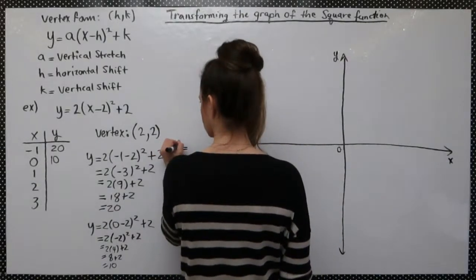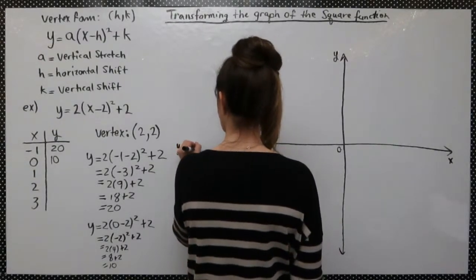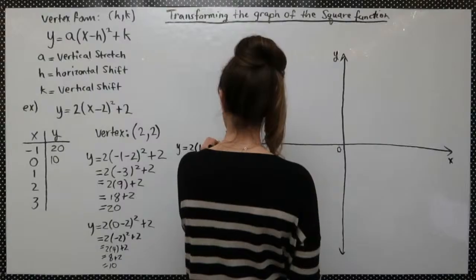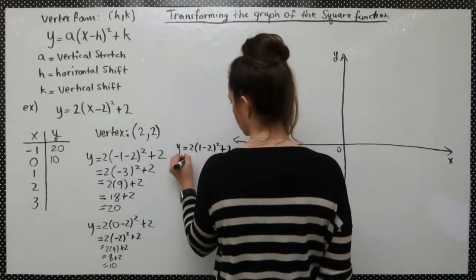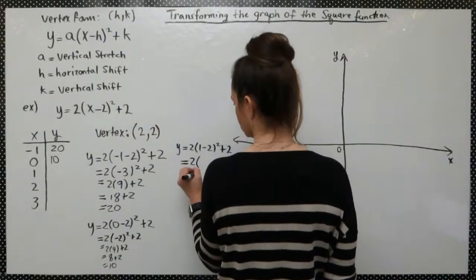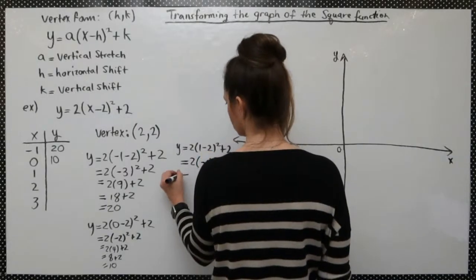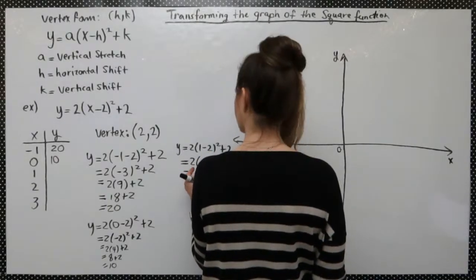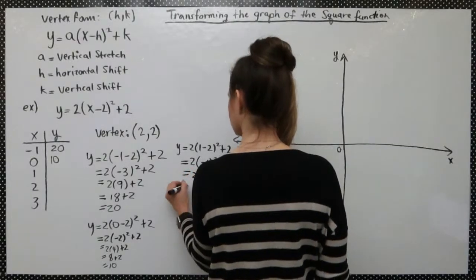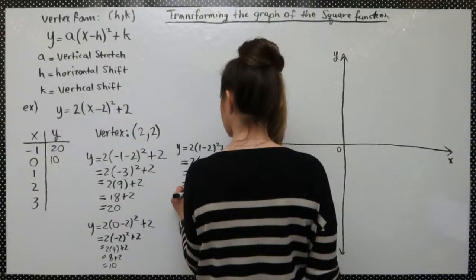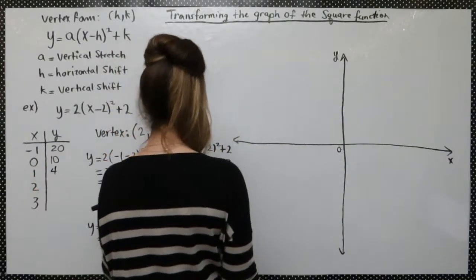So y equals, what about positive 1? So we got 2 times (1 minus 2) squared plus 2. So that's 2 times, 1 minus 2 is minus 1, quantity squared, plus 2. So we've got 2 times 1 plus 2 is 4. All right, finally, a value I can live with here.